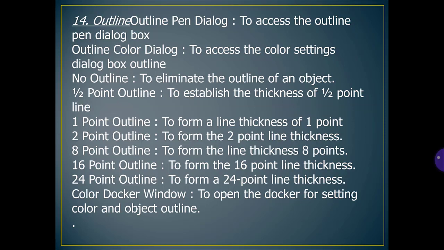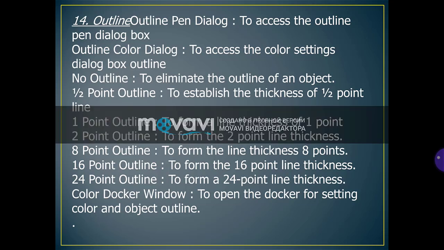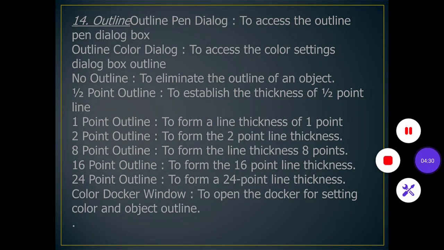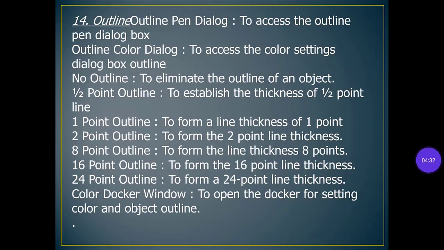14. Outline. Outline pane dialog. To access the outline pane dialog box. Outline color dialog. To access the color settings dialog box, outline. No outline. To eliminate the outline of an object. 1/2 point outline. To establish the thickness of a 1/2 point line.